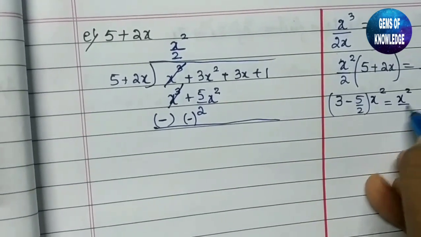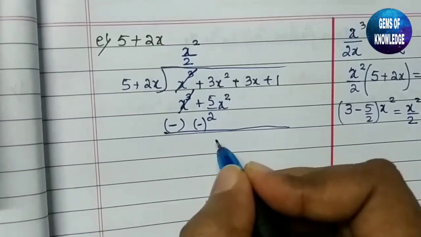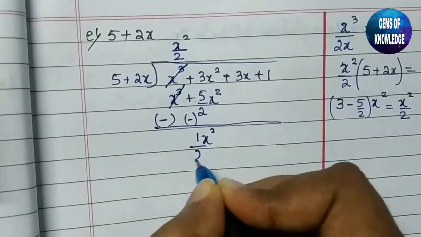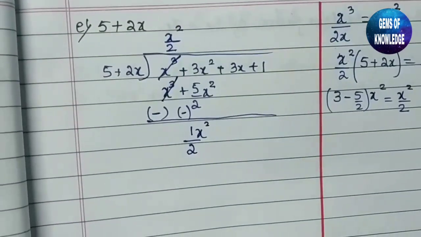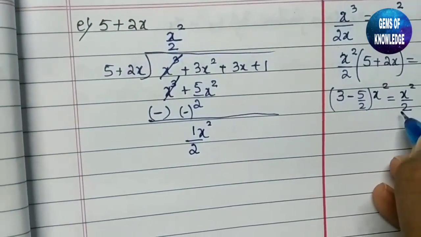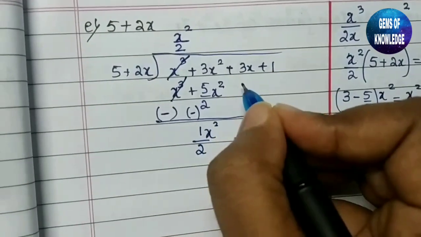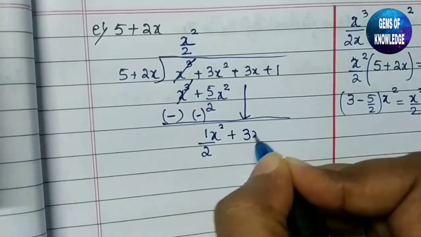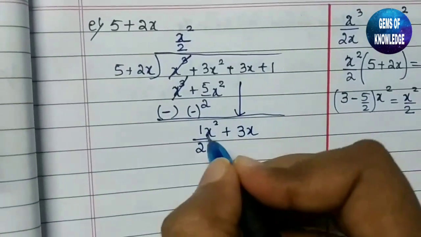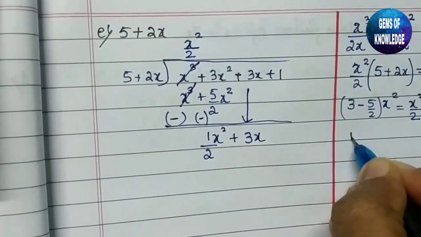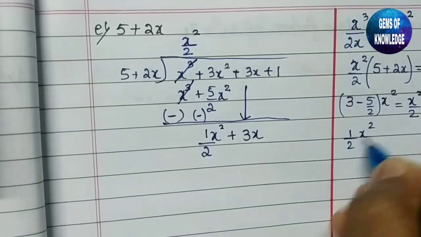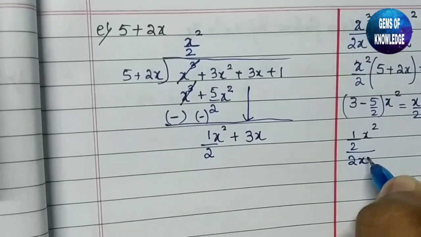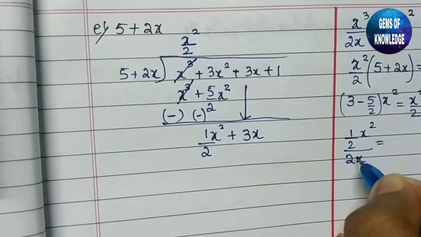x square by 2. So you are left with here x square, sorry, we will write it like this, 1 by 2 x square. Okay, this can be written as 1 by 2 and the x square will be as it is. Next, you need to take this one, that is plus 3x. Okay, now you will divide this one. So 1 by 2 x square must be divided by again this 2x. So x, so you can see here how you can write this term.